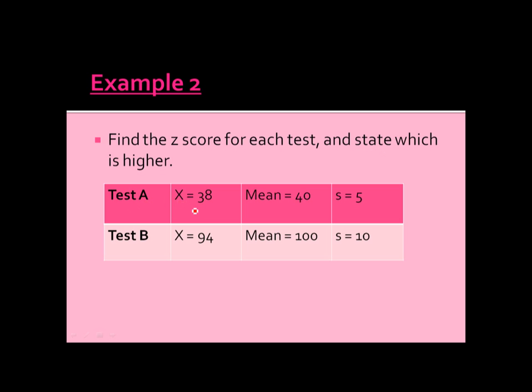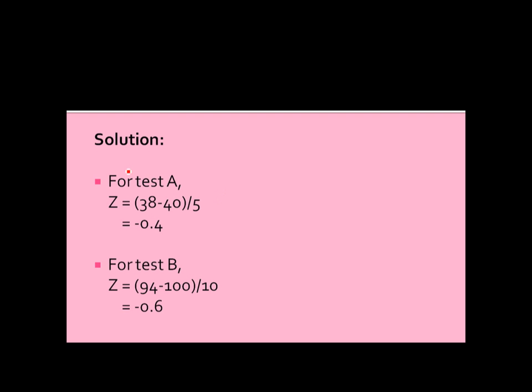For test A, the value of x is 38, the mean is 40, and the standard deviation is 5. For test B, the value of x is 94, the mean is 100, and the standard deviation is 10. So we calculate for test A using the formula of the z-score: the value of x, 38, minus the mean 40, divided by the standard deviation, that is 5, then we get negative 0.4.